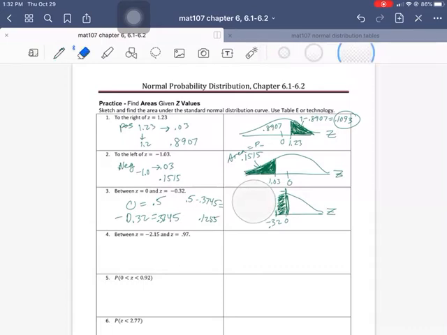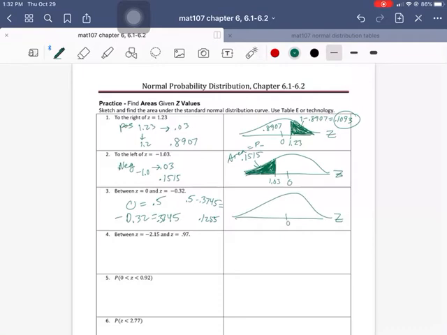Let me try this again. So it's going to be 0 and then negative 0.32. And right here is going to be 0.1255.